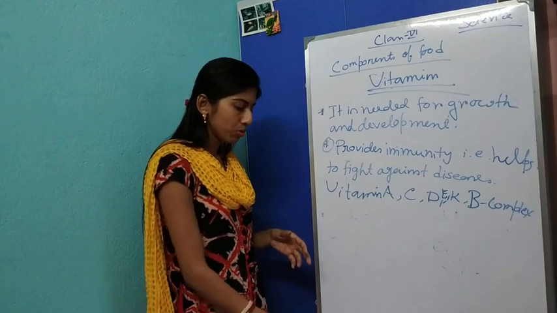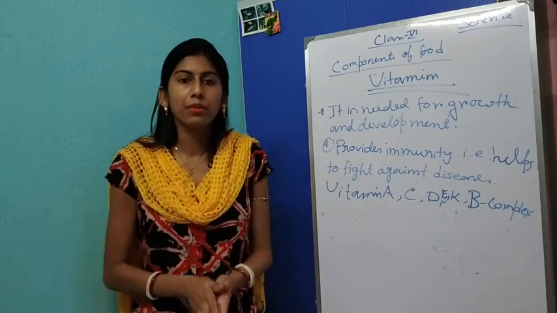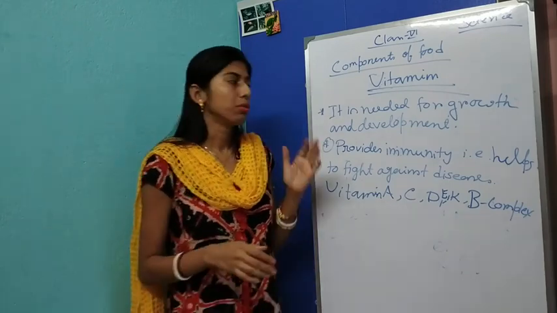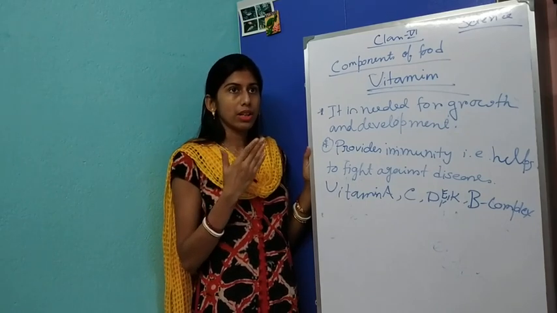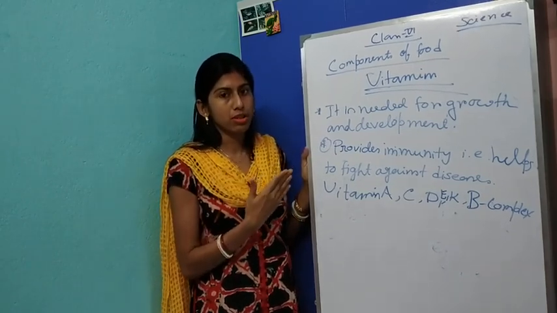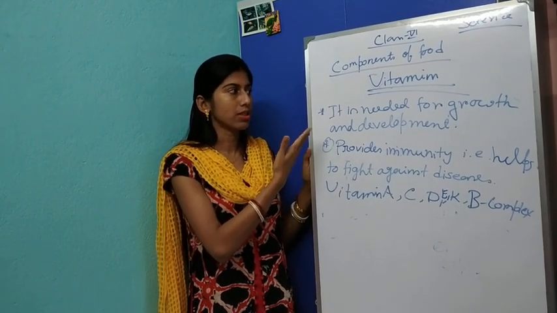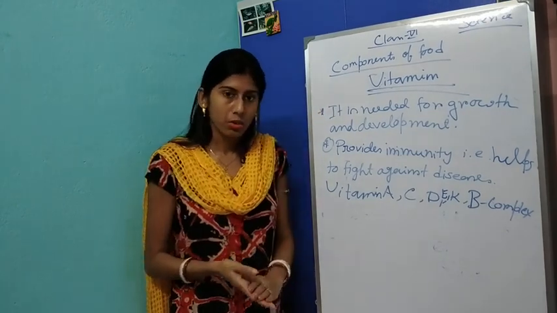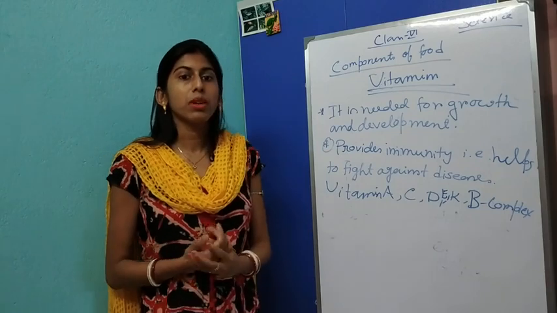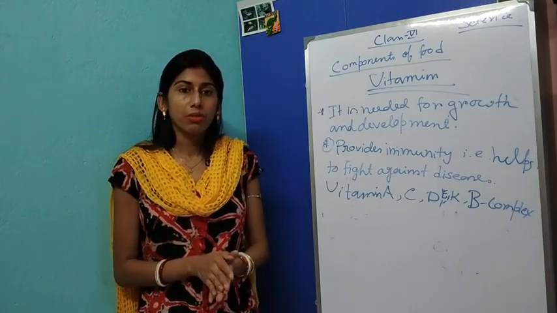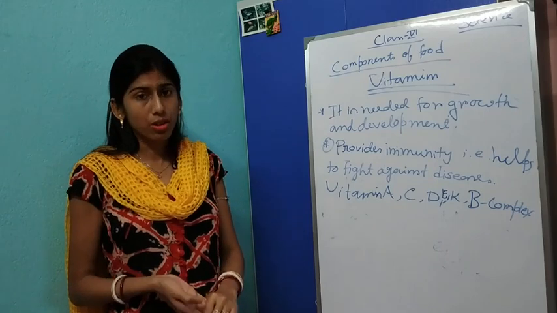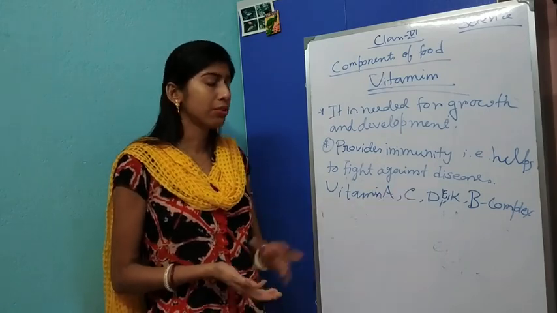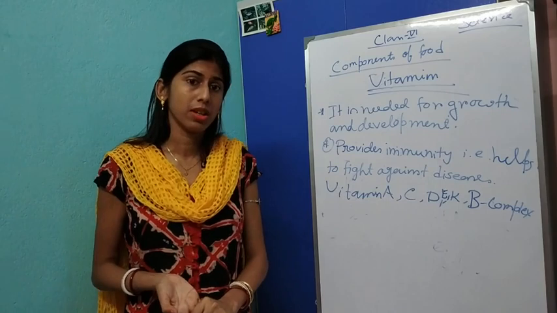So for today we came to know the different functions of carbohydrates, why carbohydrates are called energy giving food, why proteins are called body building food, and what roughage is and what vitamins are. Okay, and one part is left: what is water and what are its functions, and what are the different sources and functions of vitamins.